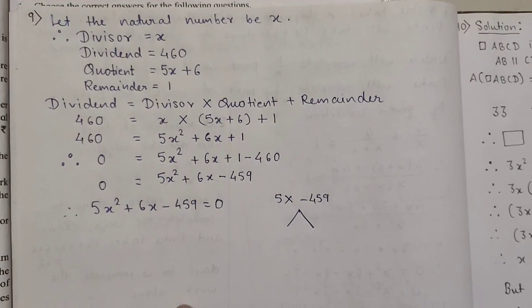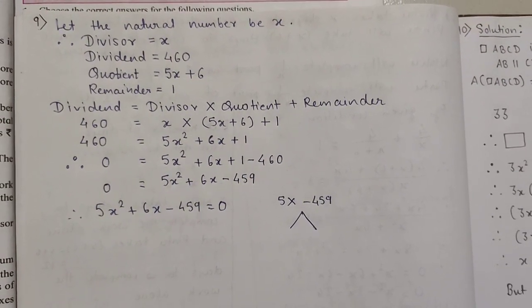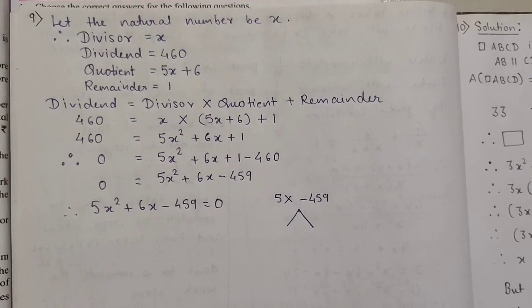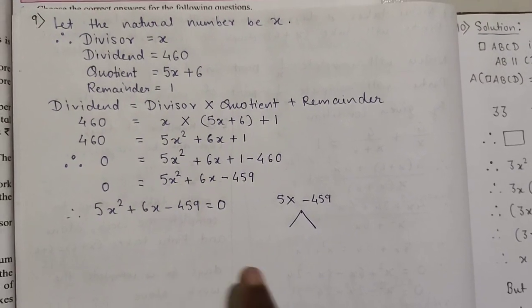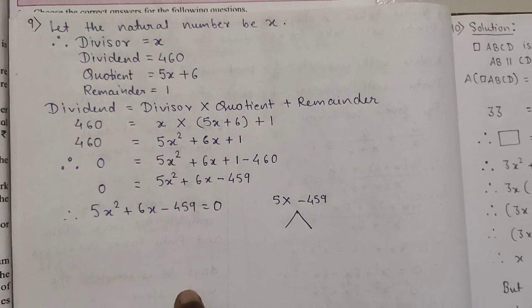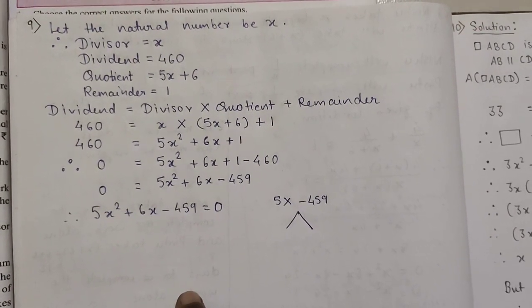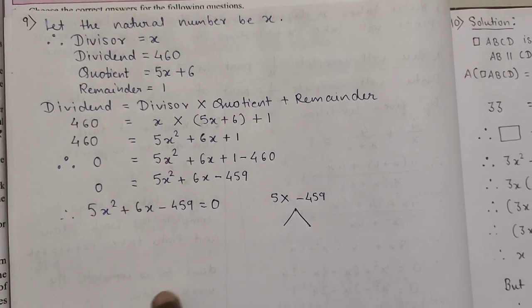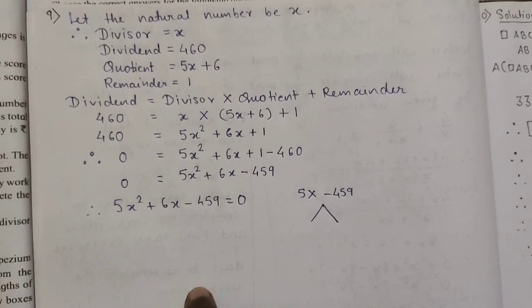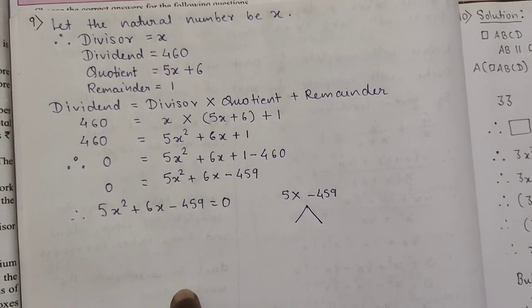Now solution part you are going to do on your own. Understood now? You are going to get two values, one negative, one positive. Negative value will not be considered because negative number is not a natural number. Okay, so this remaining part you are going to do on your own. Now I am moving forward and let us see question number 10.